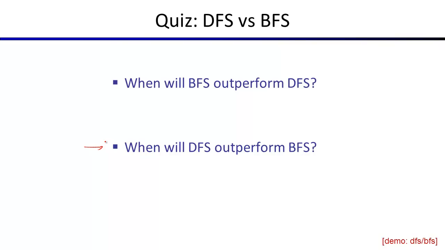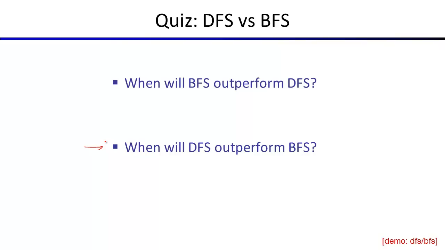If you have a lucky or smart tiebreaker that can guide you to where the solution might be, then DFS might just channel right to the solution. Of course, we need somehow a smart tiebreaker, which we don't know yet how to do, but that would be good for DFS. Yes?